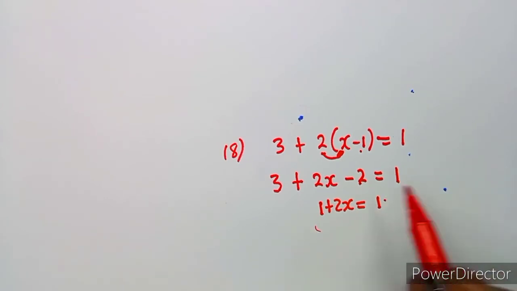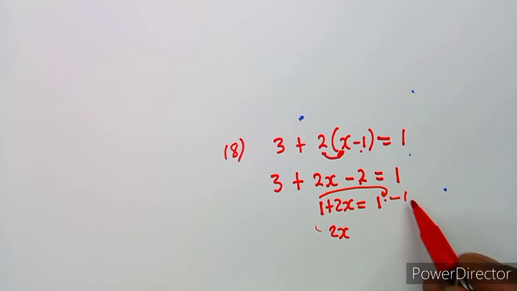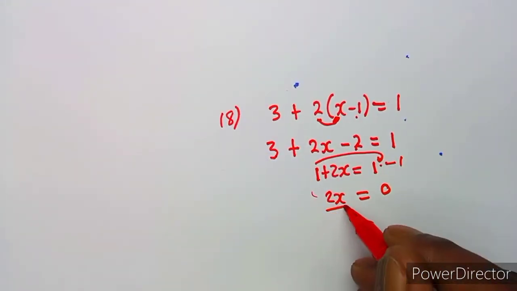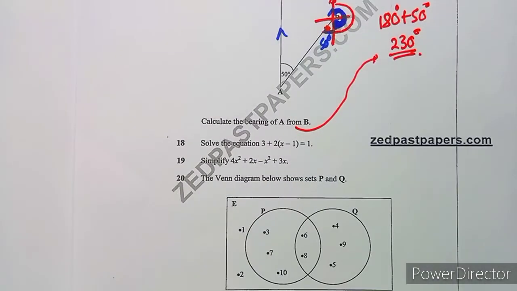Then I can transpose this. Thus 2x is equal to this side. That's 1 minus 1, which is a 0 there. Just divide by 2 both sides. So your x is going to be a 0 there. All right, just like that. So even you can cross-check by substituting the value of 0 here. You must obtain an exact answer like the one that you're given.